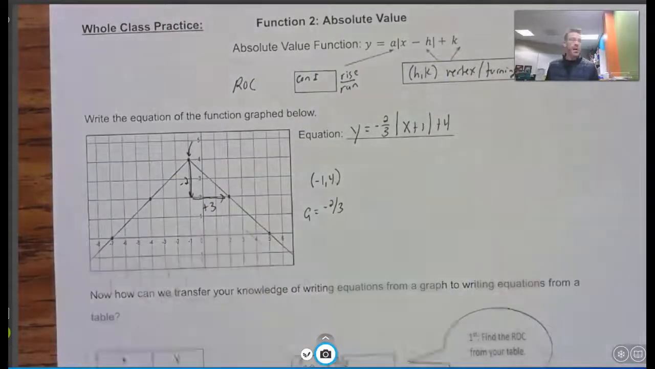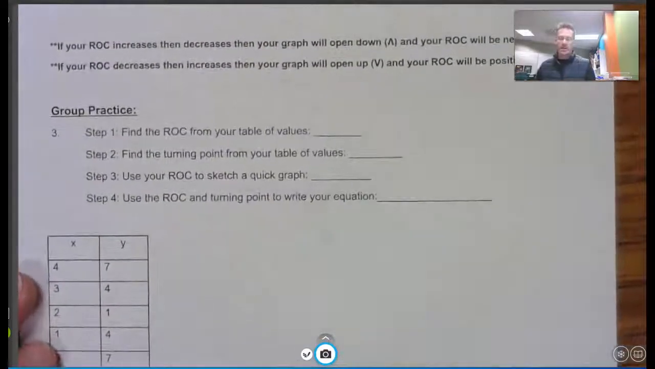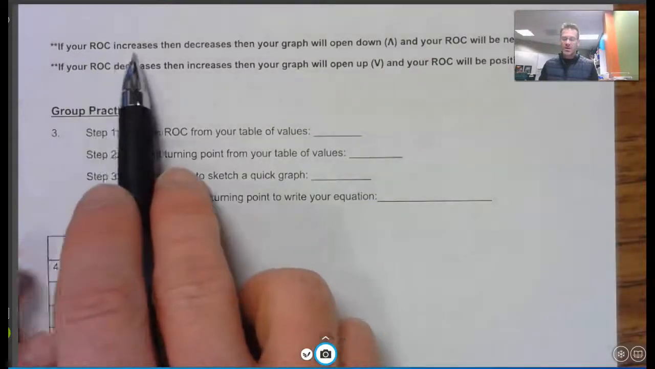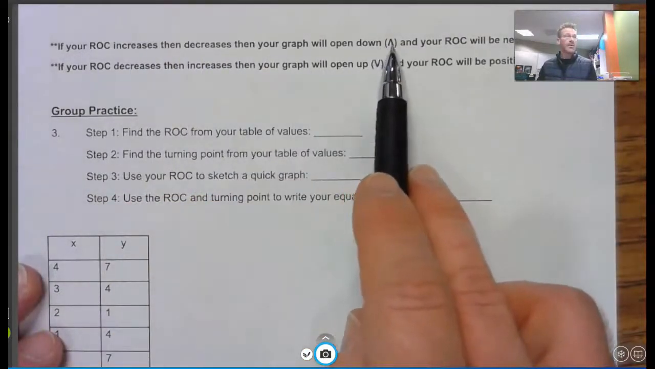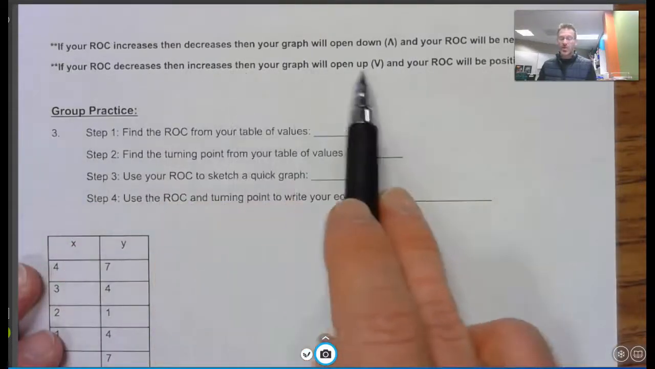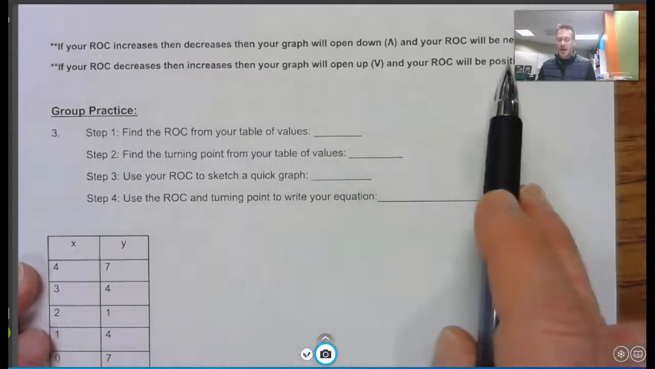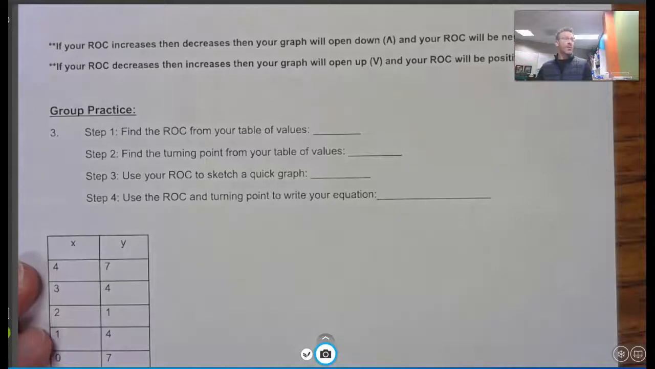All right, let's do one more problem together here. Let's flip the page and look at the summary. If your rate of change increases then decreases, then your graph will open down, and the rate of change will be negative. If the rate of change decreases and increases, then your graph will open up and your rate of change will be positive. Now, you don't have to necessarily memorize that. You can just sketch the graph based on what you see.